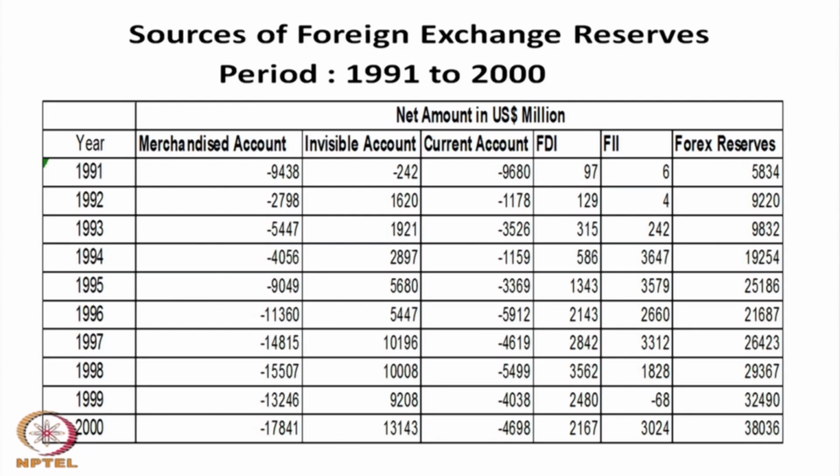So, we generally have a negative in our export import, and the invisible account was not developed in 91, 92, because of this invisible is negative. Similarly, current account deficit is also negative. However, India received some minute level of foreign direct investment, that is 97 million in 91. FII investment was almost negligible, and forex reserve was 5,834 million US dollar.